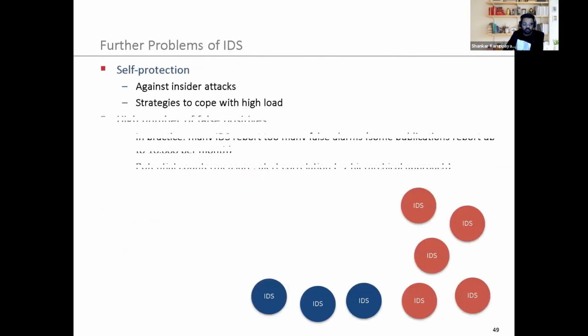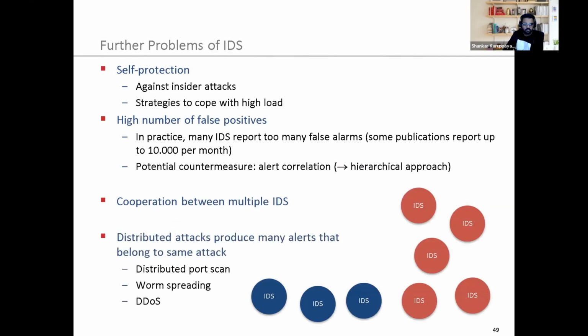Further problems. Okay, so I think we still need IDS, but the problems that we have are that you have to be careful about protection against insider attacks. You need to be careful about where you store your audit data. And there is the high number of false positives I've mentioned. You need to do alert correlation, for example, the hierarchical approach of the architecture itself. You can have cooperation among multiple IDS so that you can see if this is a normal behavior that is happening on different networks or not.